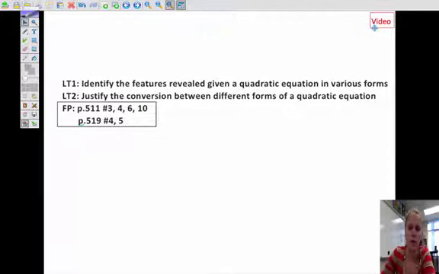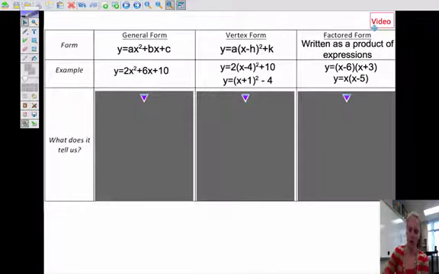Alright guys, now that we have seen all the different forms of quadratic equations, we are going to finish up learning targets 1 and 2. So let's take a look at the three different forms. We have general form, which we have also talked about as expanded form. We have vertex form, which we haven't talked explicitly about, but we'll do so in this video, and then factored form, where we have written as a product of two expressions.